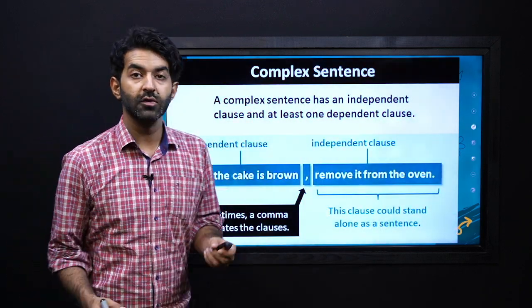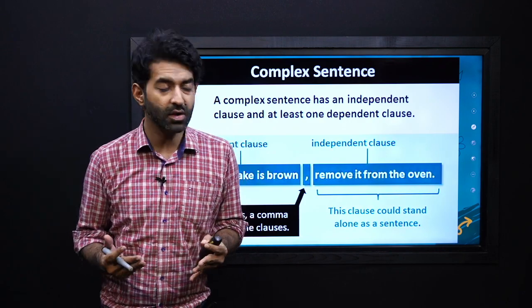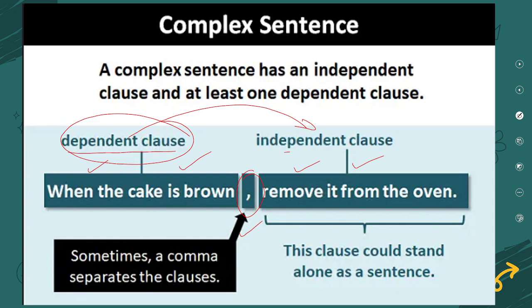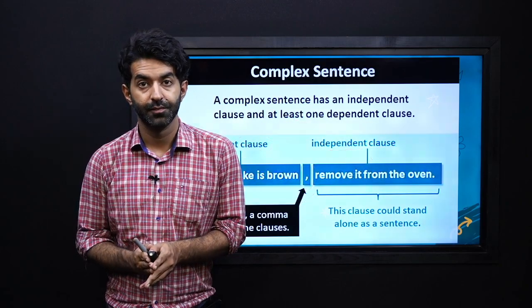Now, here is how a complex sentence looks. You have your dependent clause first. When the cake is brown, remove it from the oven. When the cake is brown is not making sense on its own, but remove it from the oven gives a complete sense. So these two will be connected, and you can always use a comma between these two clauses, which are dependent and independent. This way we made a very good complex sentence.